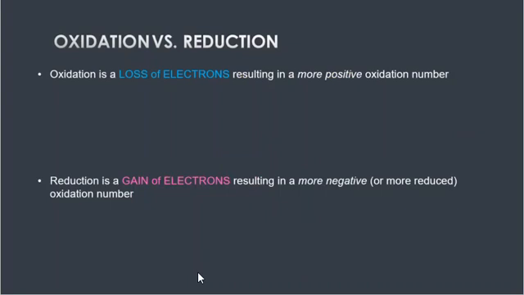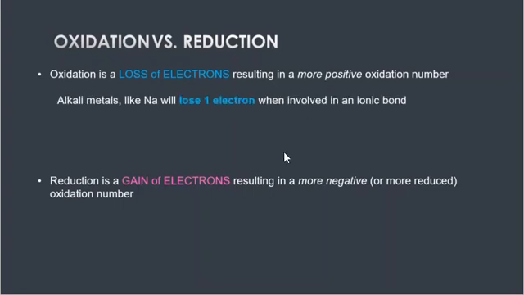Let's take a moment to review what the definitions of oxidation and reduction are and just go over some examples. So oxidation is a loss of electrons resulting in a more positive oxidation number. Let's take group 1 metals or alkali metals such as sodium. When sodium is involved in an ionic bond, it will lose one electron, as is typical of group 1 metals, and upon writing the oxidation half reaction, you will see that when that loss of a single electron has occurred, that electron will appear on the product side.